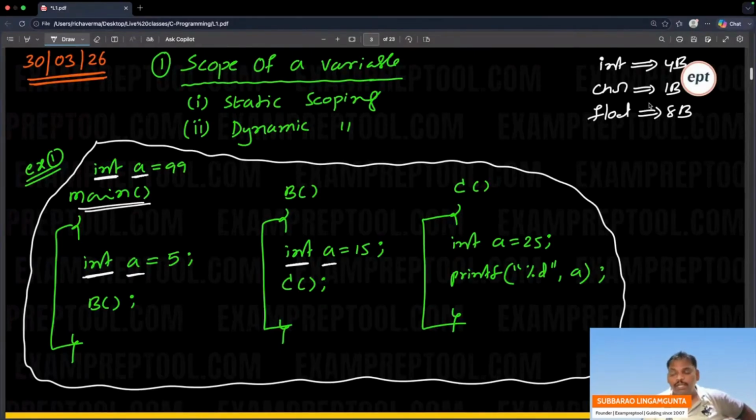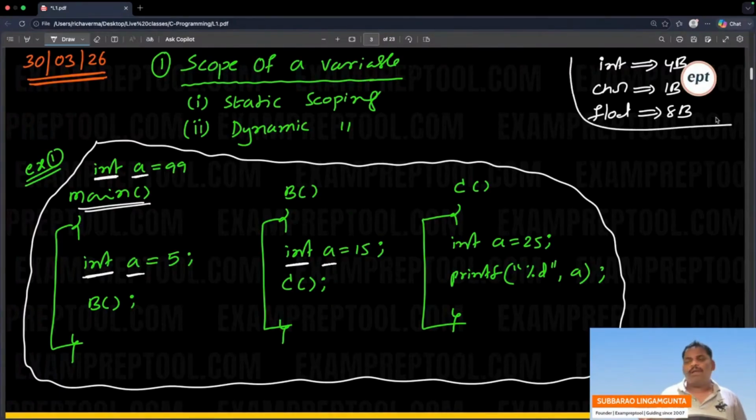What is the meaning? At any time, if I declare a variable using float, 8 bytes of memory will be allocated. If I declare a variable using int, 4 bytes of memory will be allocated. If I declare a variable using char, 1 byte of memory will be allocated. So please be careful about this also.